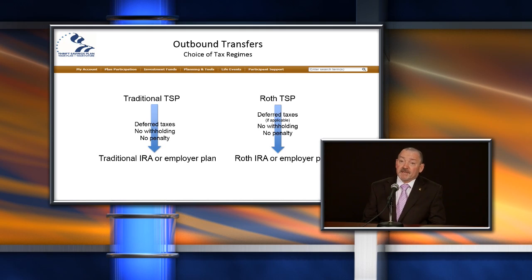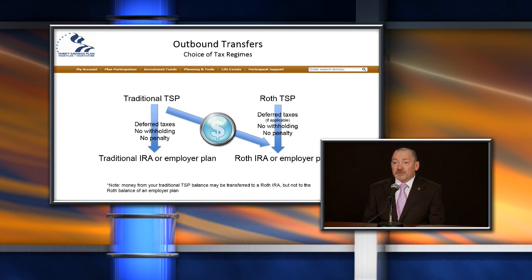Now, I mentioned you can also take money from your traditional TSP and transfer it out to a Roth IRA. And that sounds like a pretty good opportunity. You're going to be taking money that's never been taxed and transferring it to a place that hopefully it'll never be taxed. And of course, along the way, when that distribution goes out, it will be reported as a taxable distribution. So you'll get a 1099-R, and you will be responsible for paying the tax on any money that's transferred from your traditional TSP to a Roth IRA.